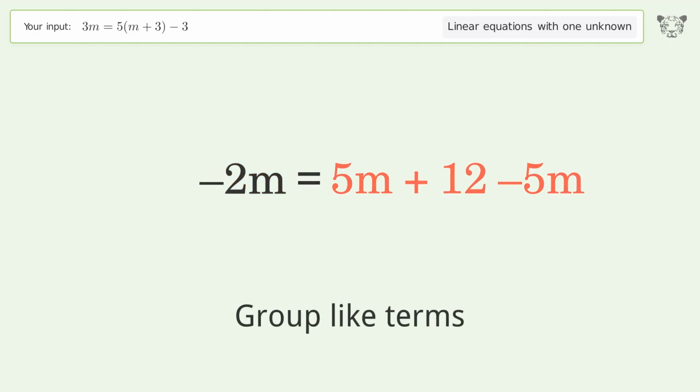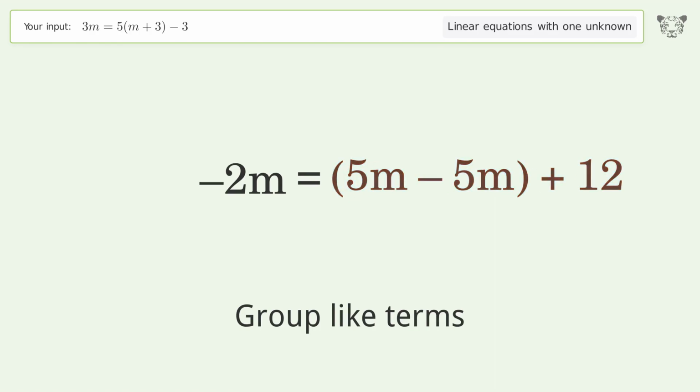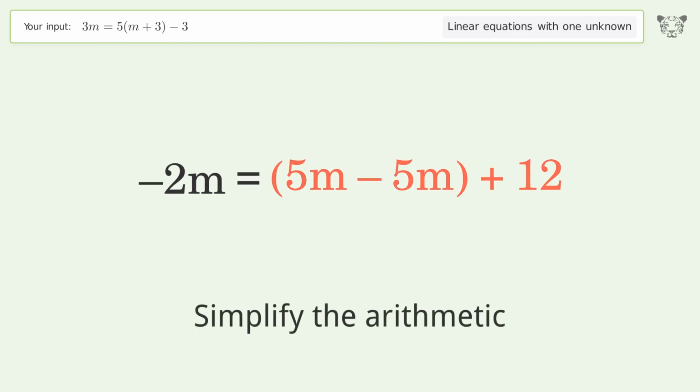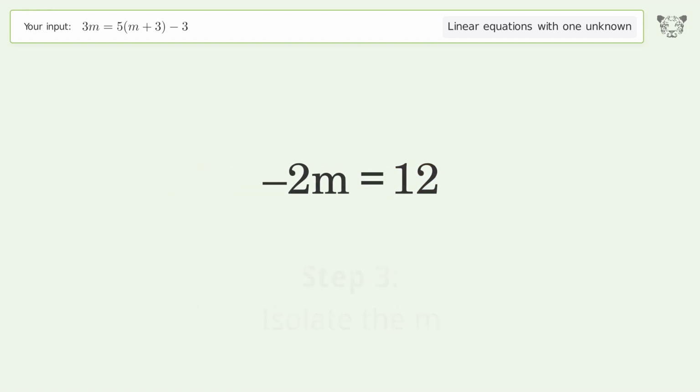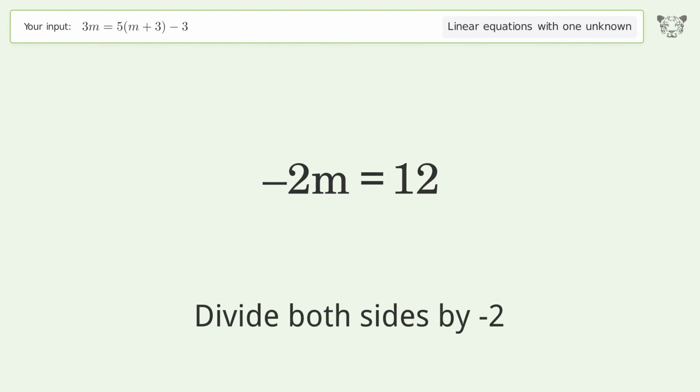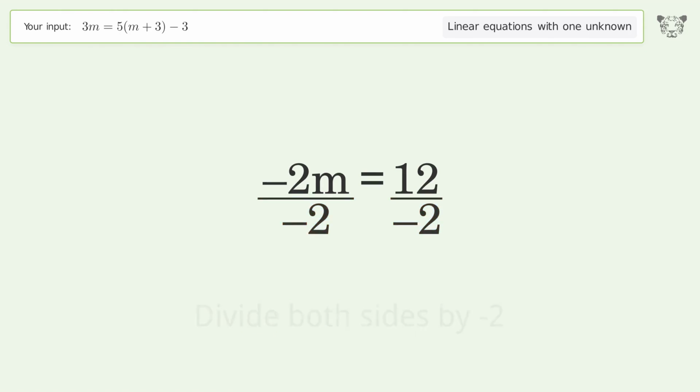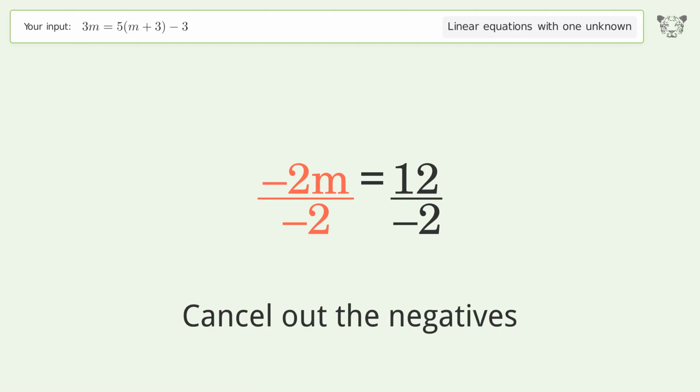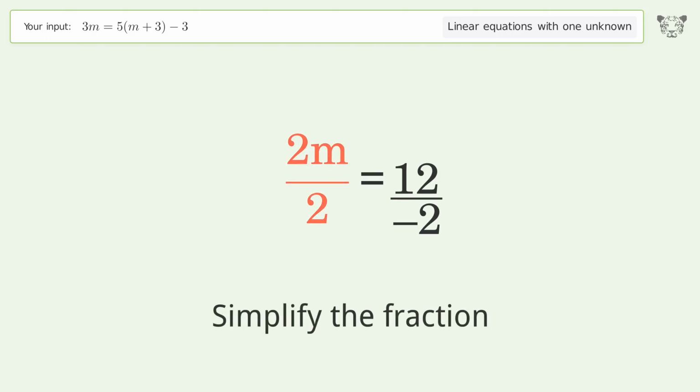Group like terms. Simplify the arithmetic. Isolate the m. Divide both sides by -2. Cancel out the negatives. Simplify the fraction.